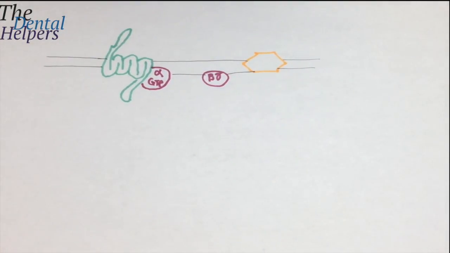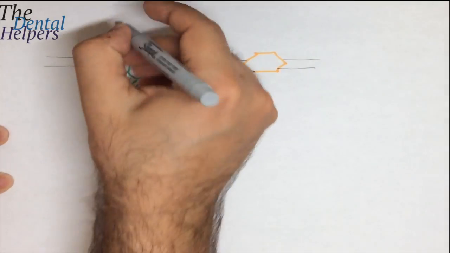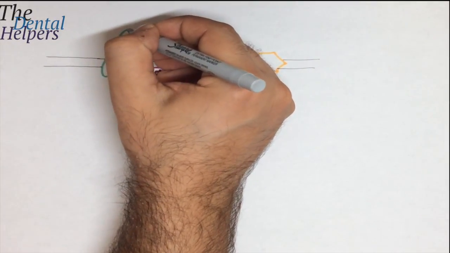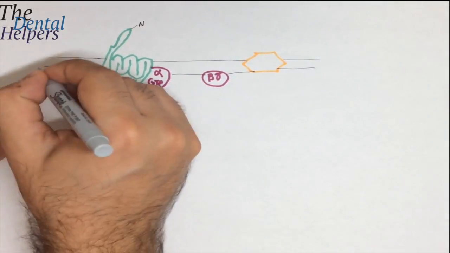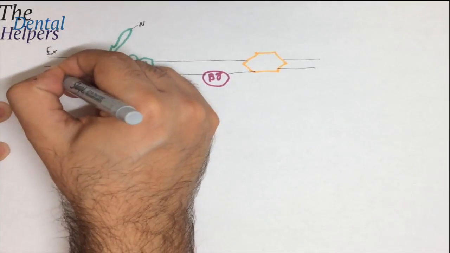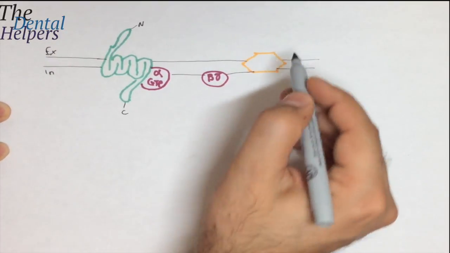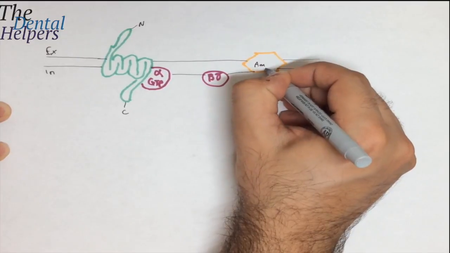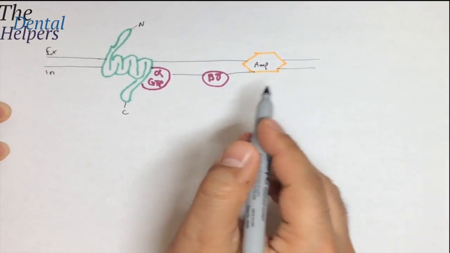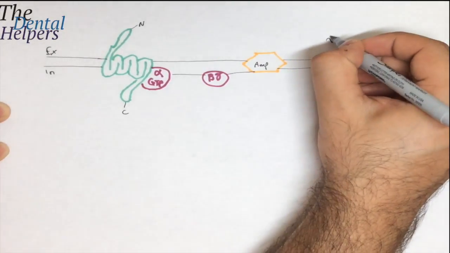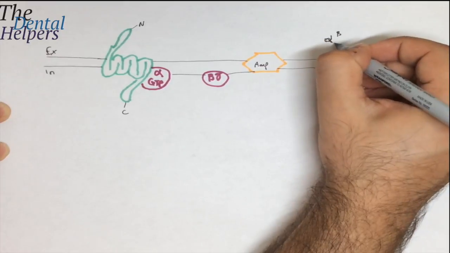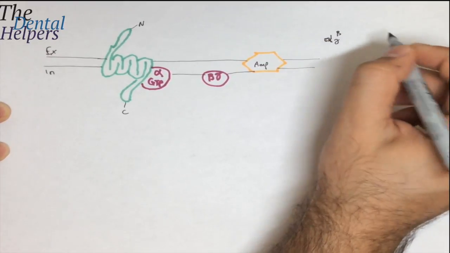So we're going to go over G protein-coupled receptors in a little more detail in this video. As we said before, the outside is the N-terminus and the inside is the C-terminus. And what we have right here is the amplifier. Normally, if we look at the subunits, it's usually alpha, beta, and gamma all bound together.